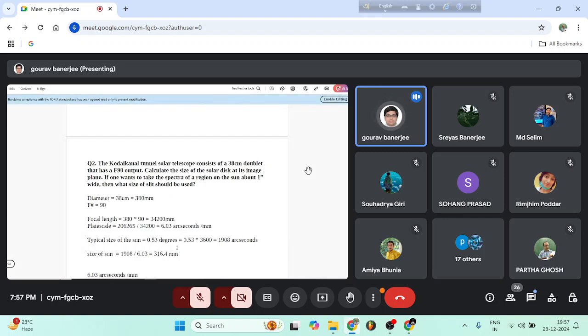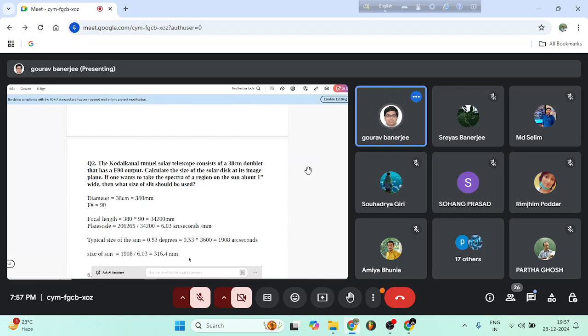We can start with this number. And then how much is it in arc seconds? 0.53 times 3600 gives you about 1908 arc seconds. So we have the size, we have the field of view, and we have the plate scale. If 6 arc seconds take up a millimeter, how many millimeters do you need to fit 1908 arc seconds? Well, you just divide 1908 by 6.03. That gives you a size of around 316.4.